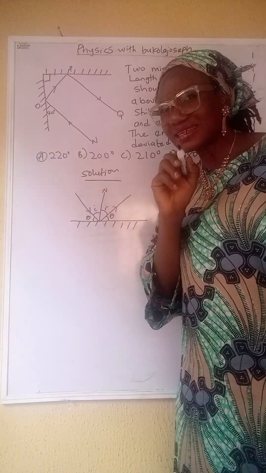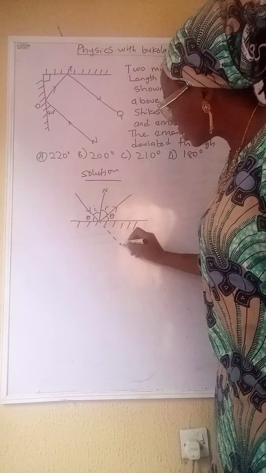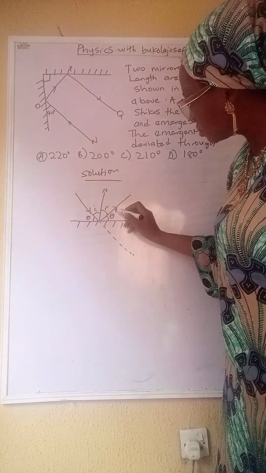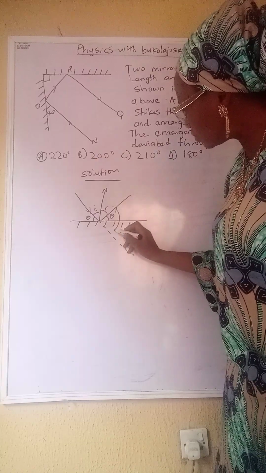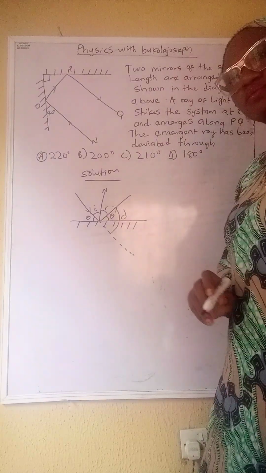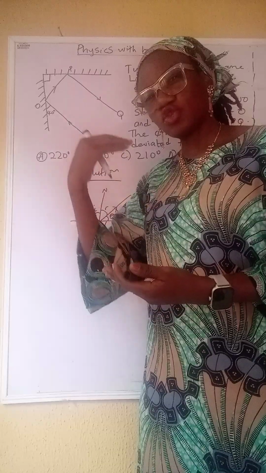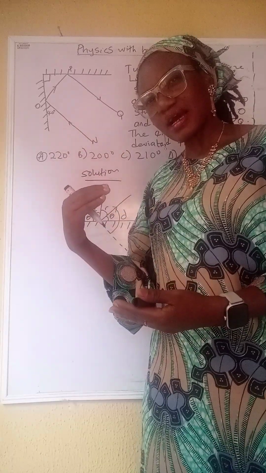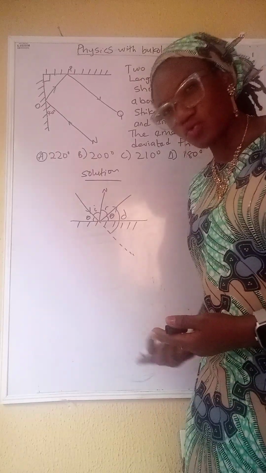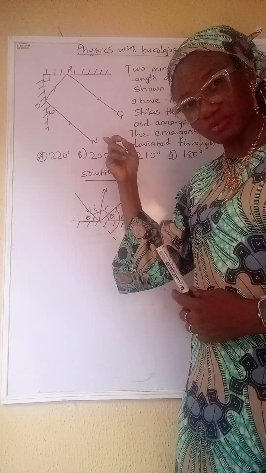The incident ray is reproduced downwards. The angle from the reflected ray down to this reproduced line is the angle of deviation. The angle between the reflected ray and the reproduced incident ray is the angle of deviation. I hope that is clear. Can we tackle the problem now?